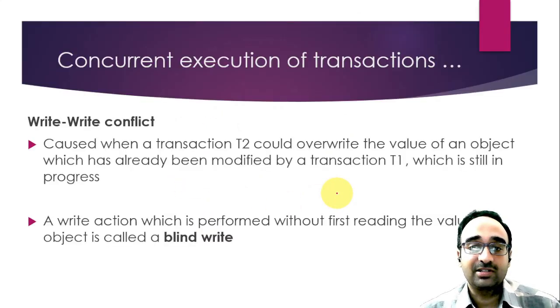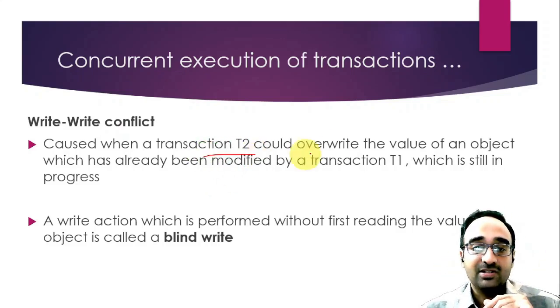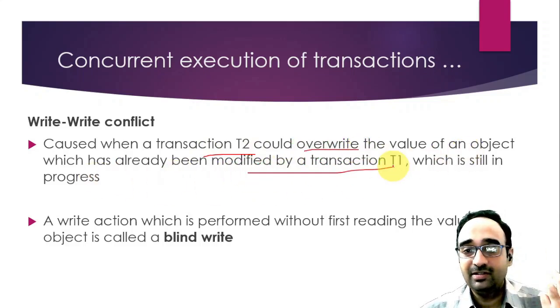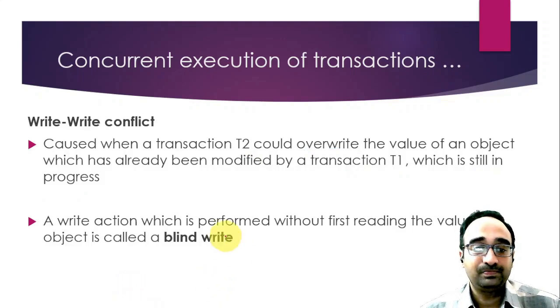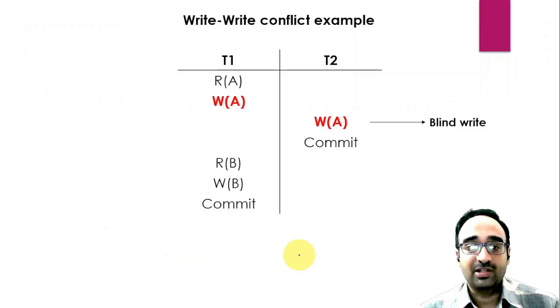Right. So let's see the third and final conflict, which is write write conflict. By this time you might know what the definition of this is. Here, a transaction T2 is overwriting the value of an object which is already modified by another transaction which is still in progress. Here you see a write action which is performed without first reading the value of an object is called blind write. Now let's see an example to understand this.